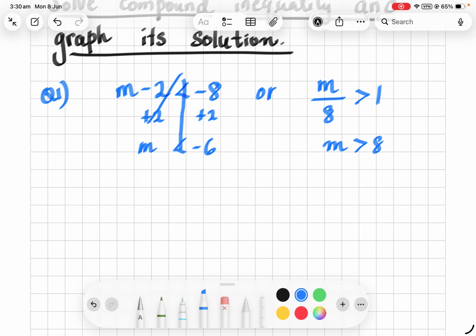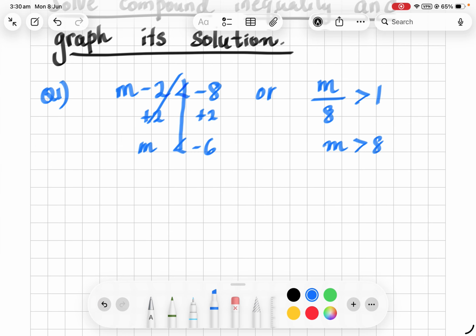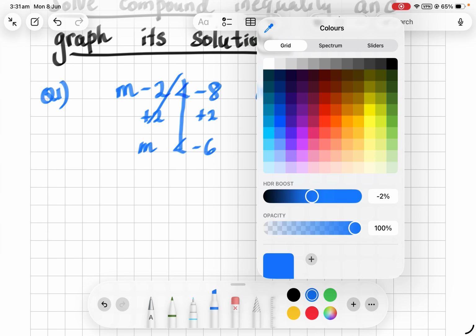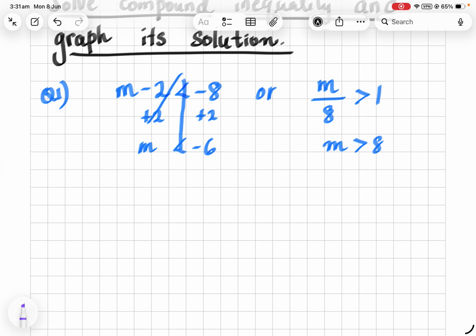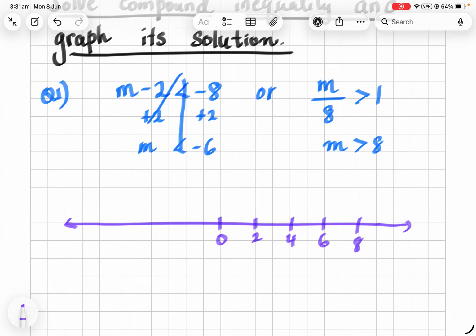Now how do you represent that on your number line? So draw your number line. Make sure you have your numbers. So starting from 0, we need to go all the way to 8. So let's just skip by 2: 2, 4, 6, 8. And then the same thing, negative 2, negative 4, negative 6, and negative 8.